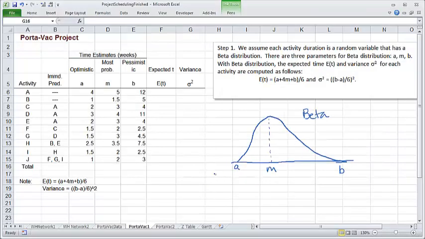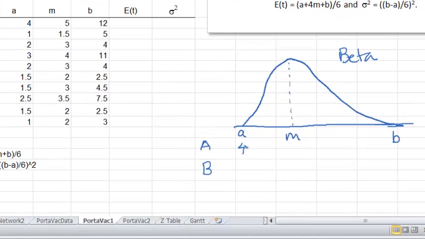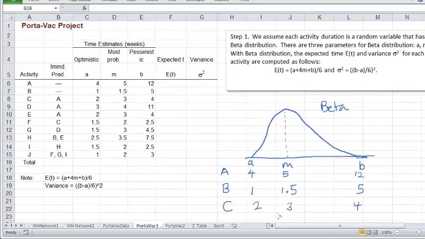Now for illustration, I'm going to put here a couple of activities, let's say A and B, and put down the corresponding parameters. So for activity A, the shortest possible time was 4, most likely time was 5, longest possible time was 12. Activity B, it was 1, 1.5, and 5, and then for C it is 2, 3, and so forth.